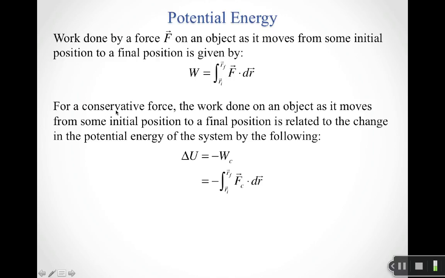If we have a conservative force, and we'll talk a bit more in a minute about what makes a force conservative, then we can relate the work done as the object moves from some initial position to some final position to the change in the potential energy of the system. So the change in the potential energy, where we use U to mean potential energy, is equal to negative the work done by our conservative force. The C subscript here tells us that we're dealing with a conservative force.